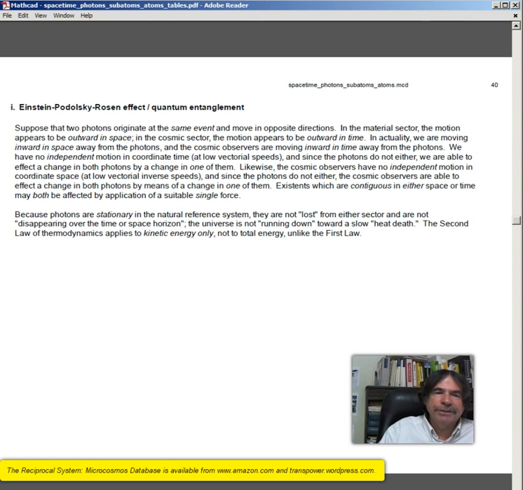Existents which are contiguous in either space or time may both be affected by application of a suitable single force. Because photons are stationary in the natural reference system, they are not lost from either sector and are not disappearing over the time or space horizon. The universe is not, quote, running down toward a slow, quote, heat death. The second law of thermodynamics applies to kinetic energy only, not to total energy, unlike the first law.